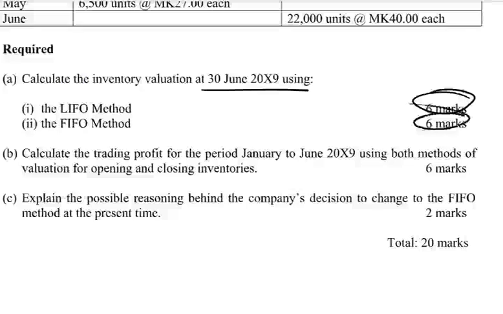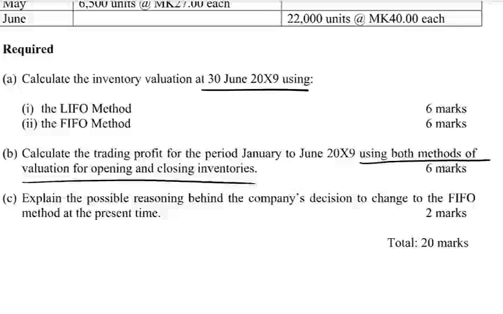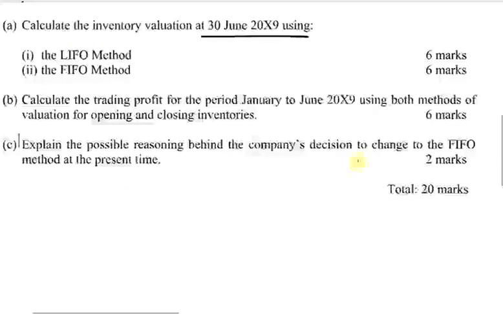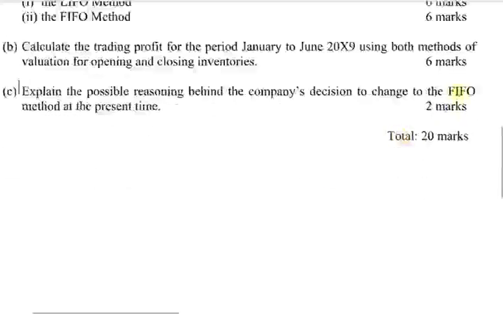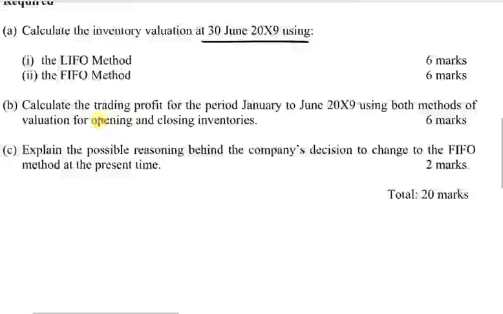Then calculate the trading profit for the period of January to June using both methods, with the valuation for opening and closing inventory. Another 6 marks to give 18. And lastly, explain the possible reasons behind the company deciding to change to the FIFO method at the present time.